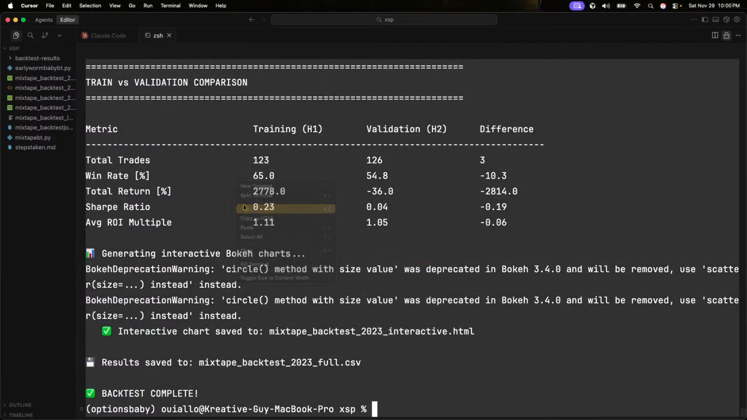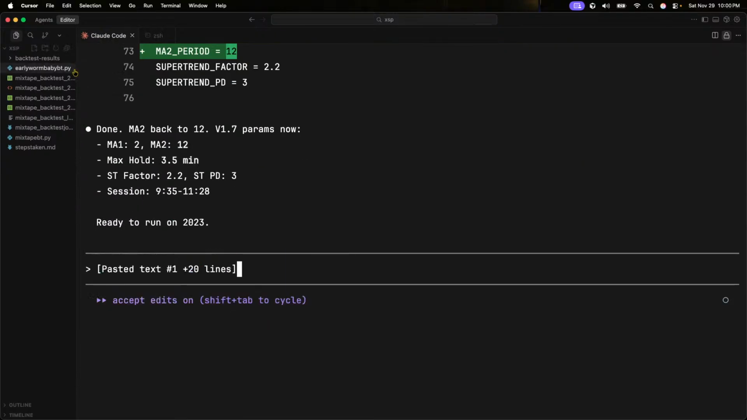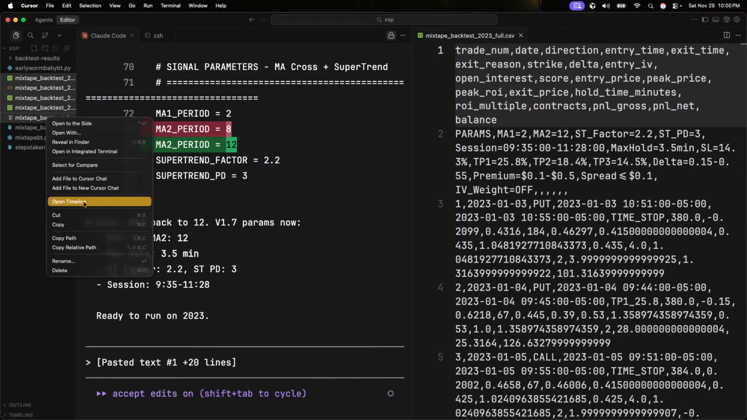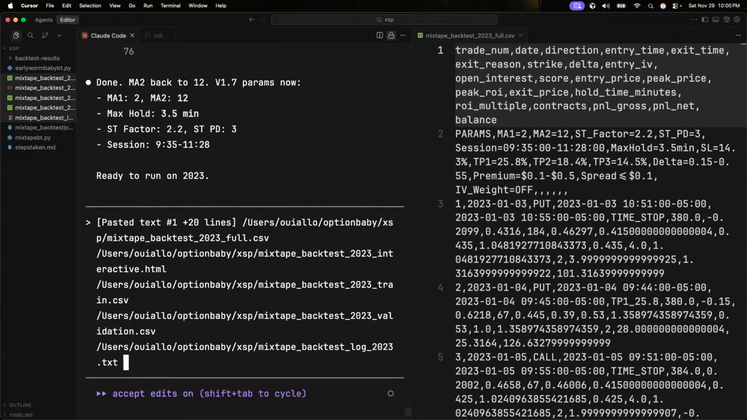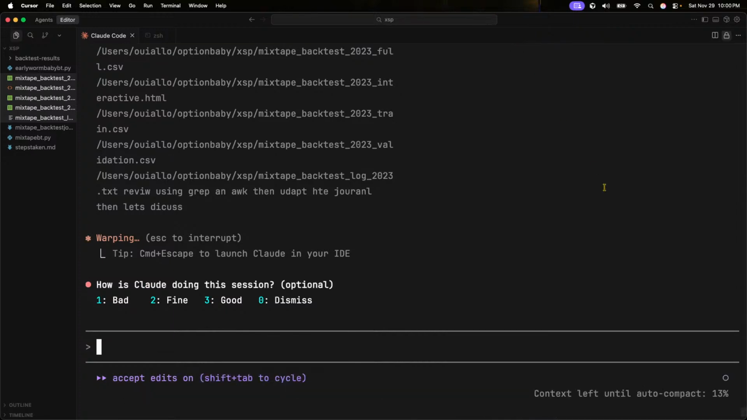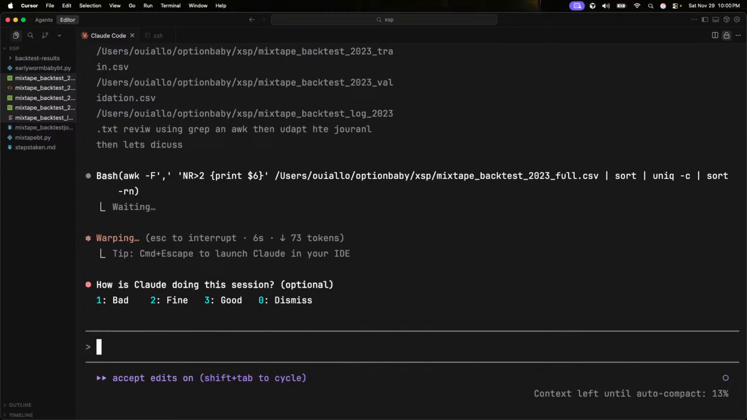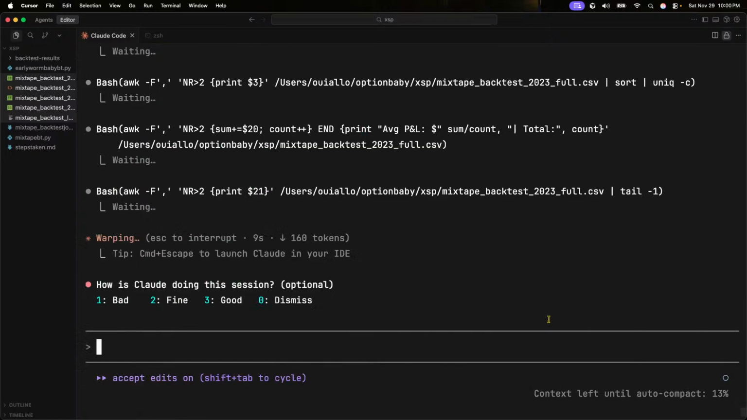Let me copy. Let's go ahead and paste. Let's take this review. Review using grep and arc, then update the journal. Then let's discuss. All right, perfect. Damn, I was about to say it was about to compact.